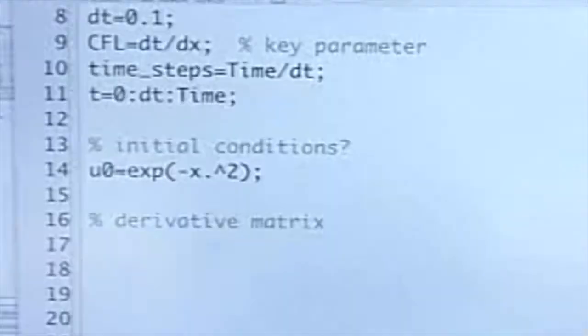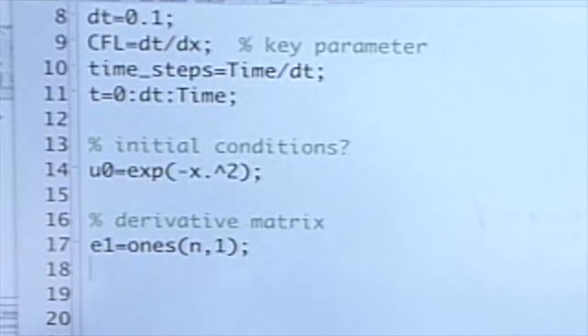Okay, now here we go. Yeah, derivative matrix. It's a sparse matrix. First, we're going to make it a vector of ones. And since it's a sparse matrix, we're going to use the spdiags command. For the first derivative, notice that you have ones and minus ones on there.